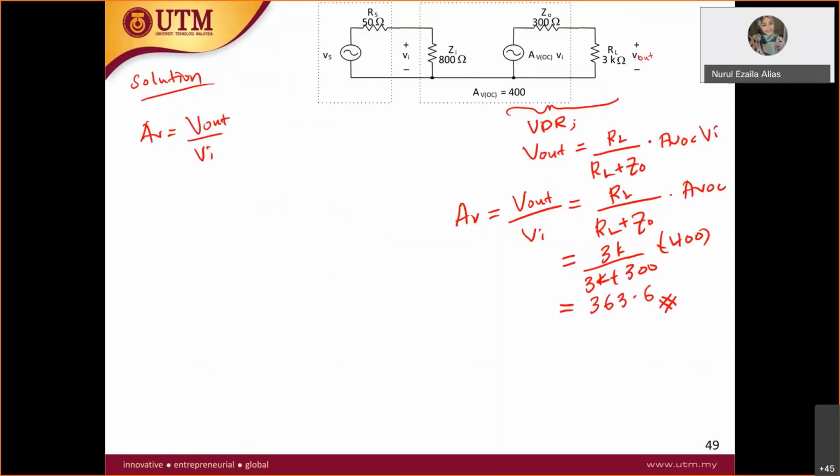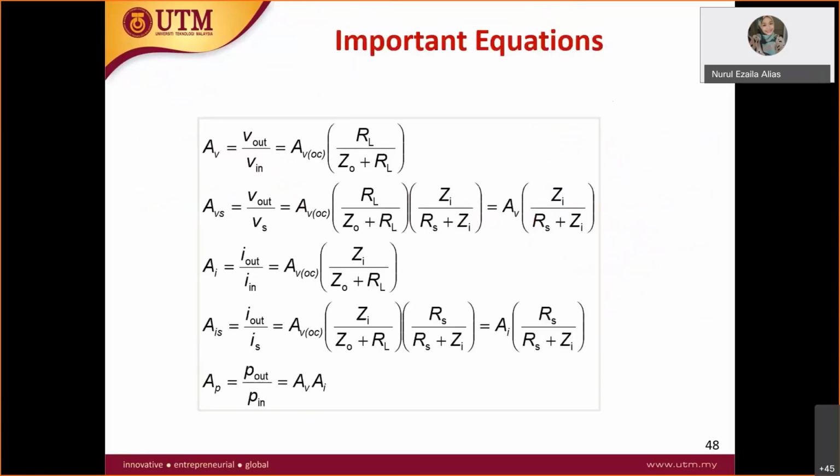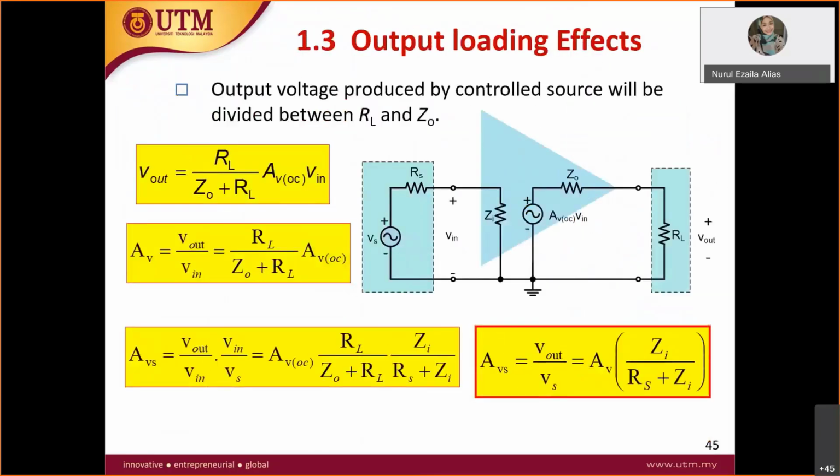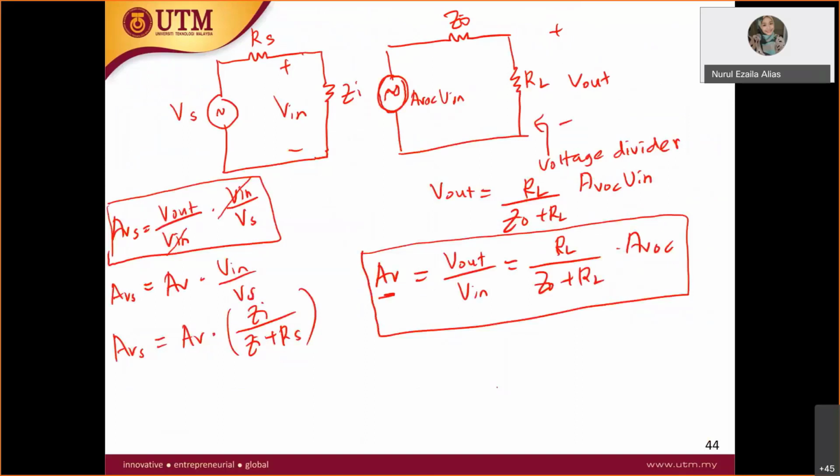Okay, great. Then I proceed to AVS. Dr. Izaila said it is V out over V in and V in over VS. So this is actually the same thing here. AVS equals V out over V in times V in over VS.